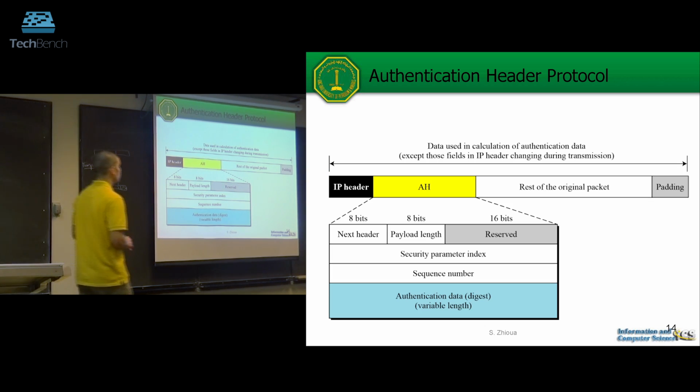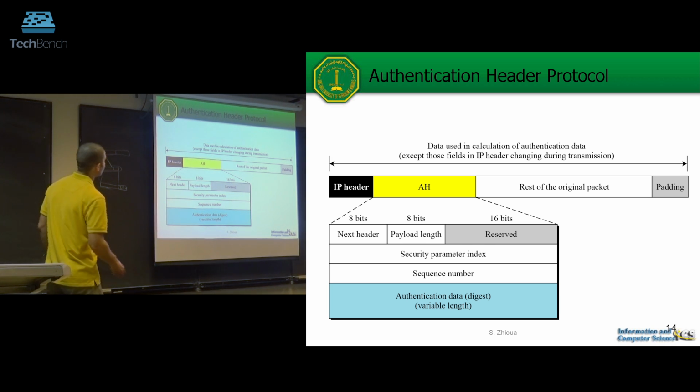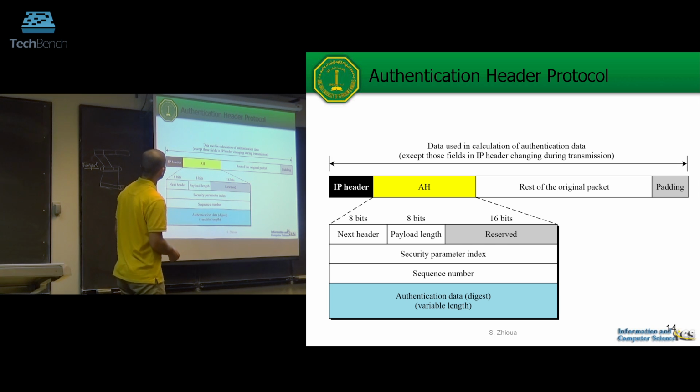Now, how does the authentication header work? So basically, again, which mode is this? Tunnel or transport? You cannot say. You can say. Transport.